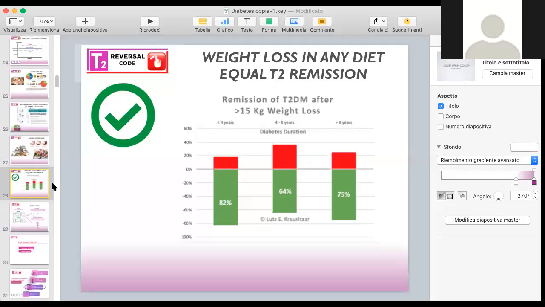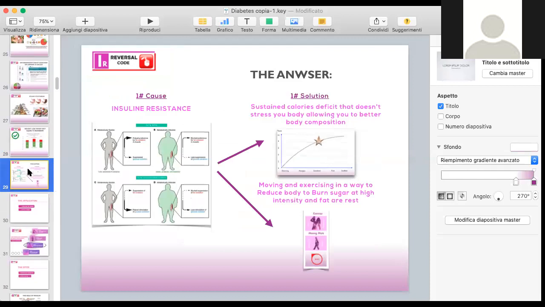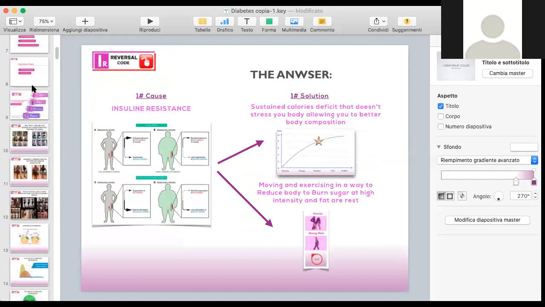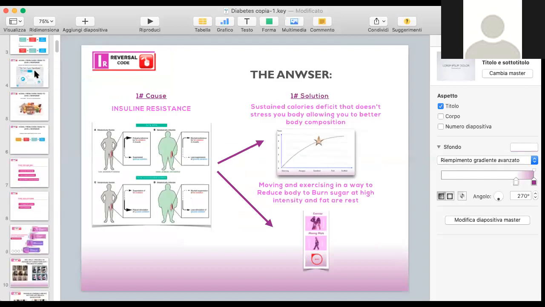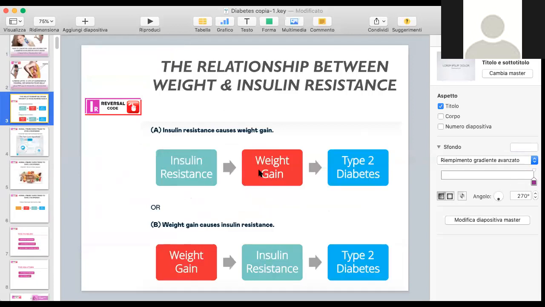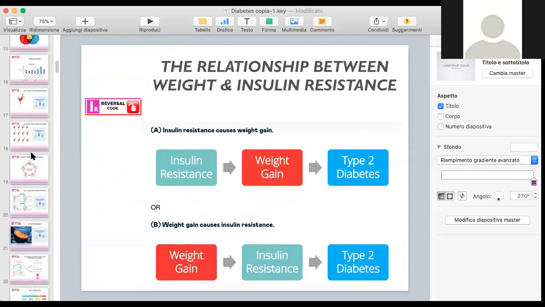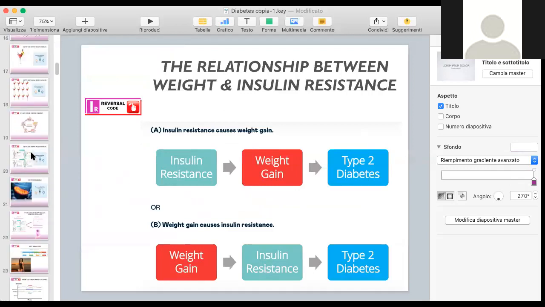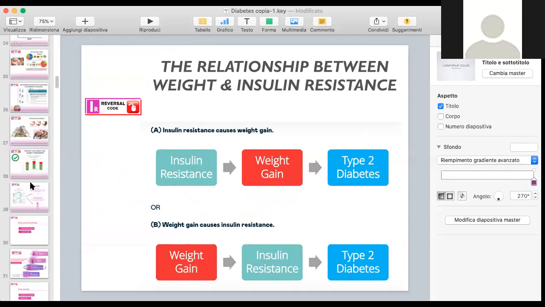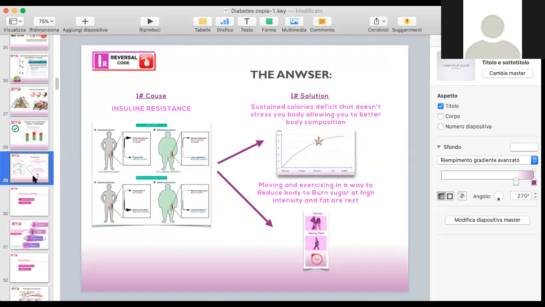But this is what you need to take home, if anything else, from this presentation: to get a result in reversing insulin resistance, no matter if the insulin resistance came first and then the weight and then type 2 diabetes, or the opposite way around, you do need a sustainable calorie deficit that doesn't stress your body.